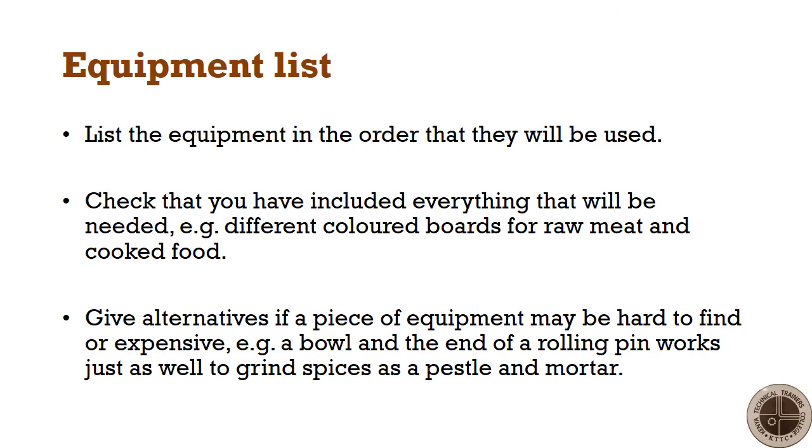Next thing that we are going to look at is the equipment list. Under this you would say, list the equipment in the order that they will be used. Check that you have included everything that will be needed. For example, different color boards for raw meat and cooked meat. Give alternatives if a piece of equipment may be hard to find or expensive. A bowl at the end of a rolling pin works just as well to grind spices as a pestle and mortar. We are trying to say that a pestle and mortar can be replaced by a bowl at the end of a rolling pin.